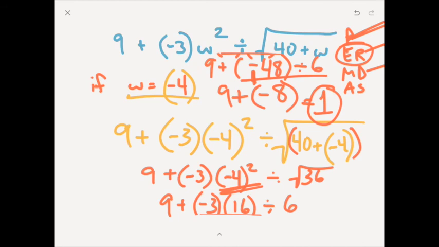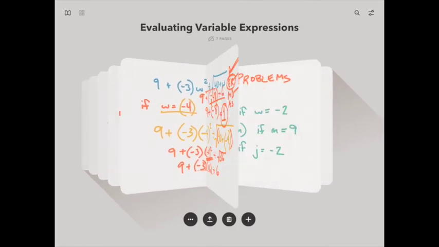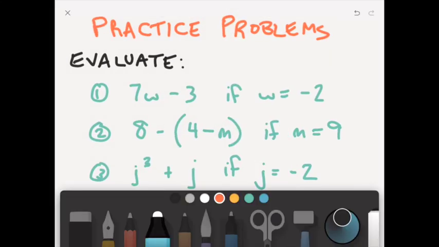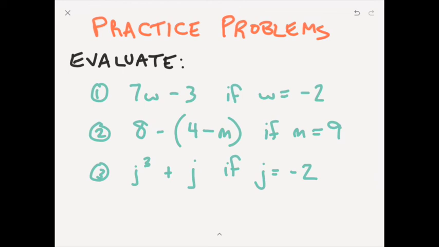So just keep a close eye on those negative signs. Always insert those things in parentheses. It'll save you some trouble. This shouldn't end up being too difficult for you. And here are a couple practice problems to get you started with it. So evaluate those 3. Good luck.